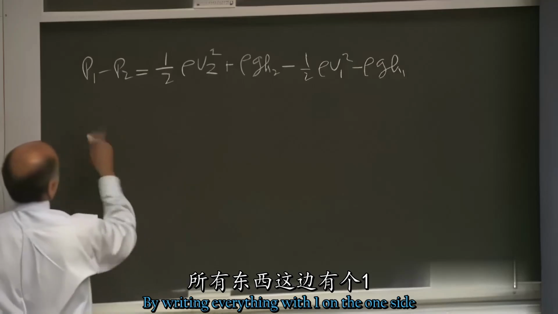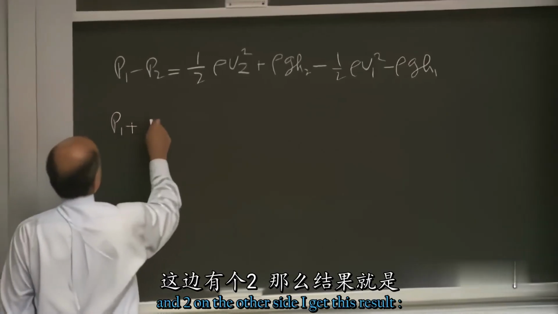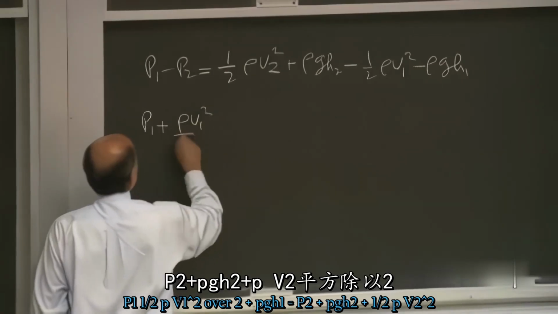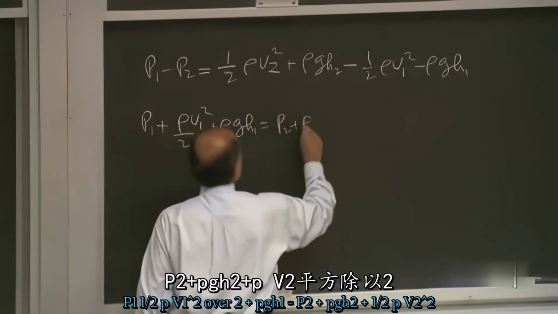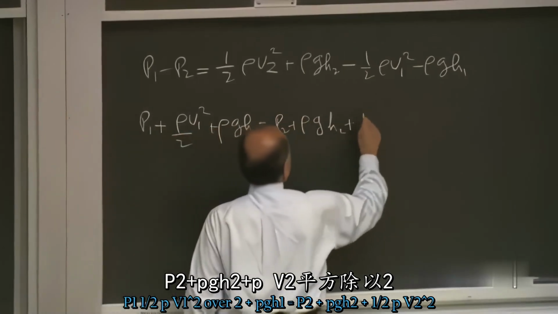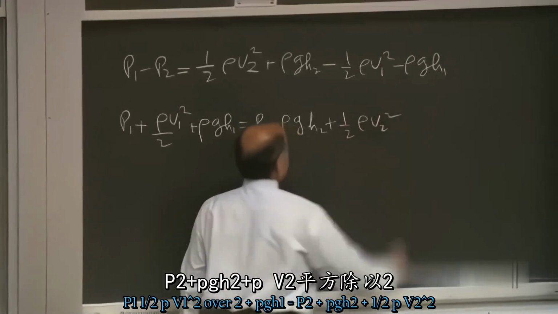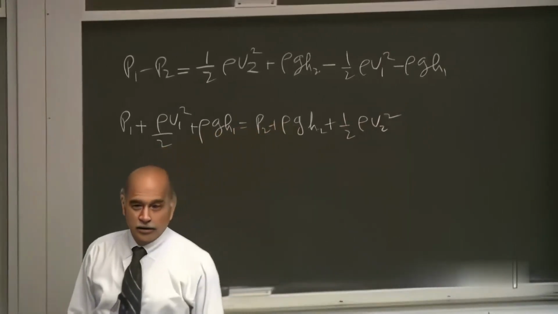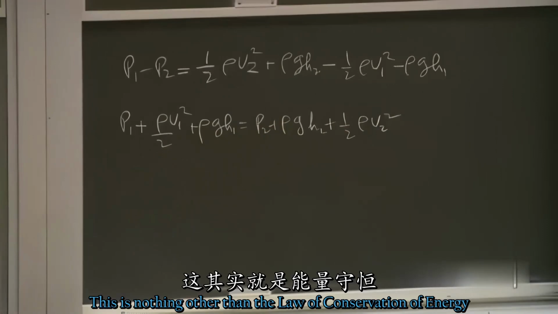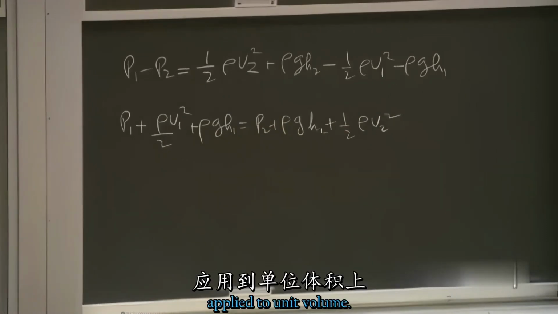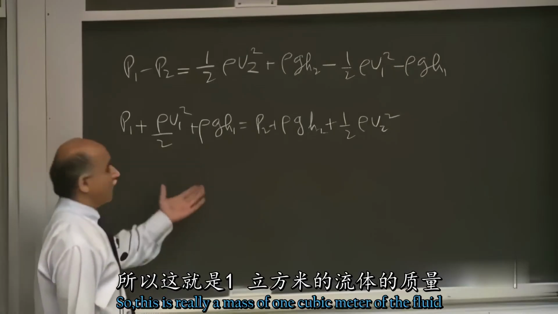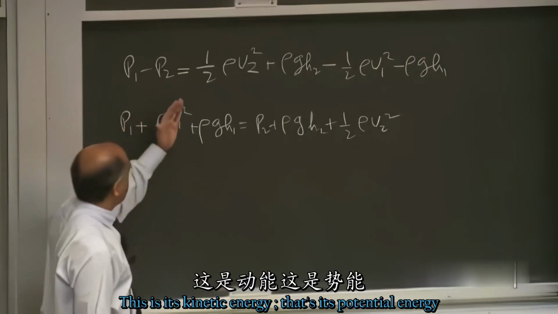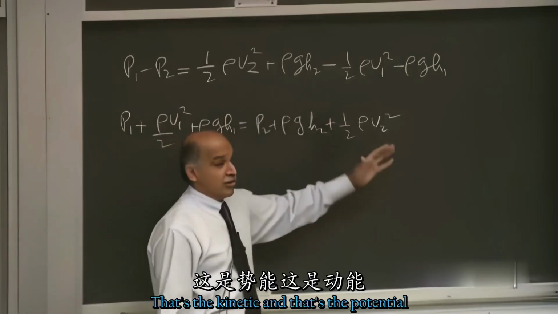By writing everything with 1 on the one side and 2 on the other side, I get this result: P1 plus rho V1 square over 2 plus rho g H1 is P2 plus rho g H2 plus 1/2 rho V2 square. This is nothing other than the law of conservation of energy applied to unit volume. If you take 1 meter cubed of the fluid, its mass is rho times 1. This is its kinetic energy, that's its potential energy, that's the kinetic, and that's the potential.